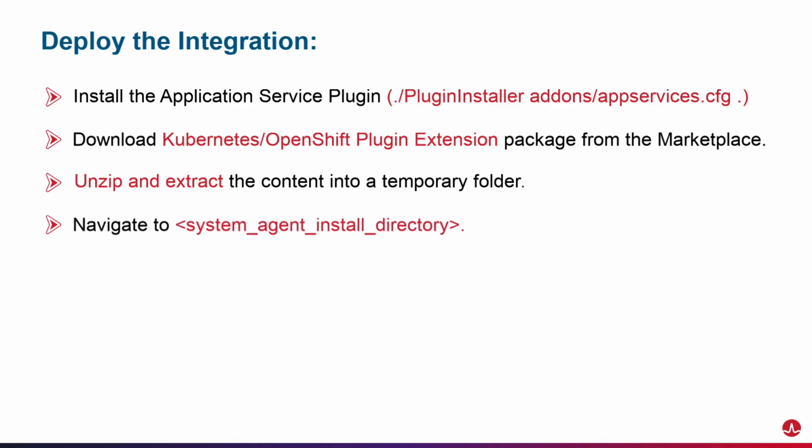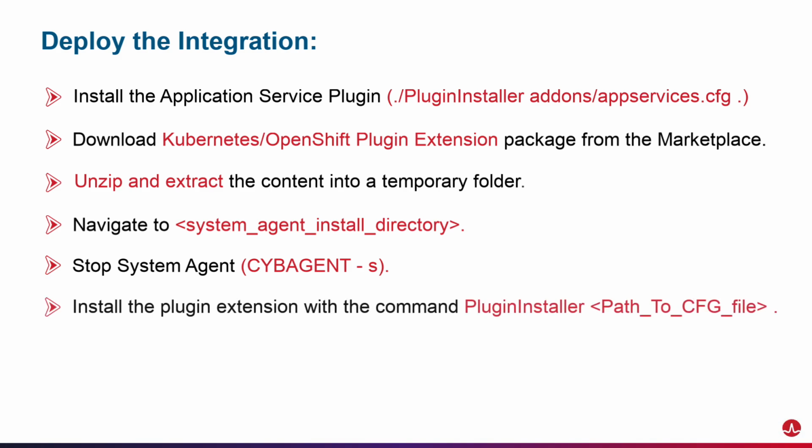Navigate to the system agent install directory. Next, we must stop the system agent with the cybAgent -s command. Install the plugin extension with the command plugin installer, path to CFG file. Now, restart the system agent with the cybAgent -a command. Remember, this integration uses the Kubernetes public REST API.